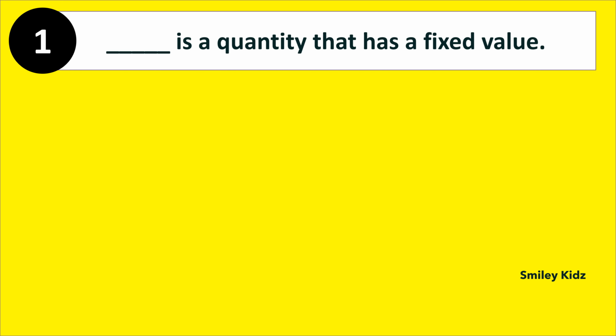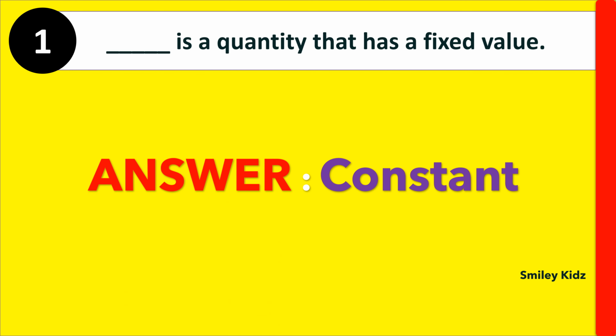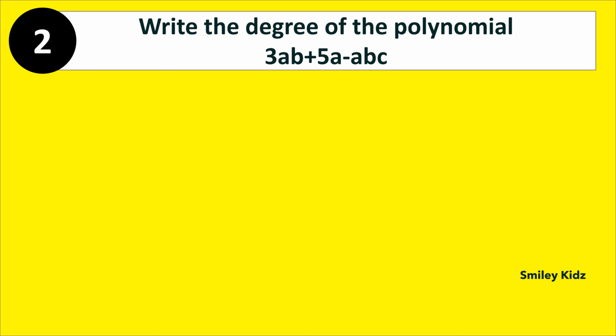Dash is a quantity that has a fixed value. Your time starts now. Your time is up. And the right answer is constant. Constant is a quantity that has a fixed value. Moving to question number 2.